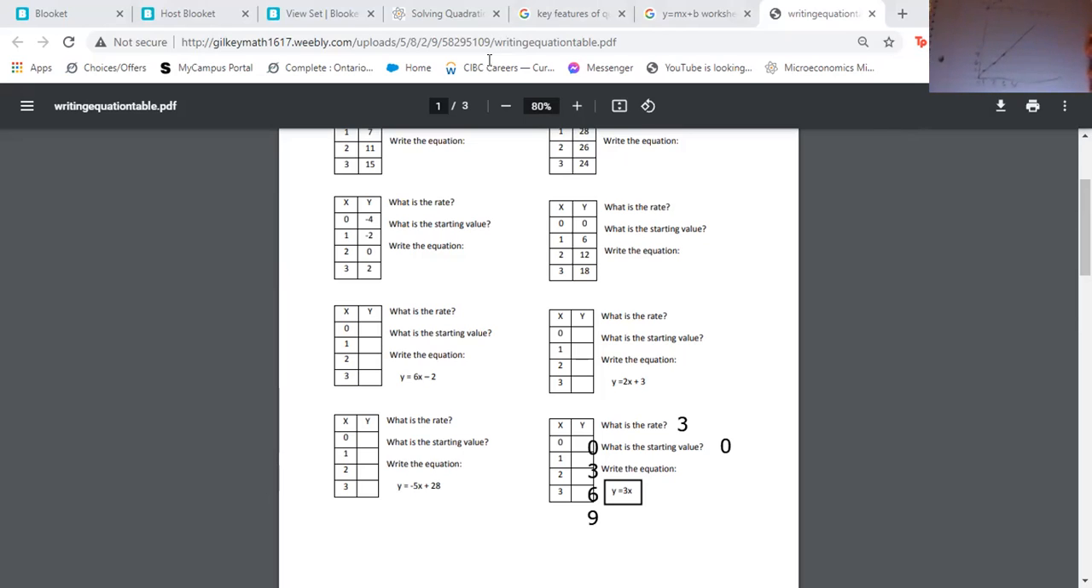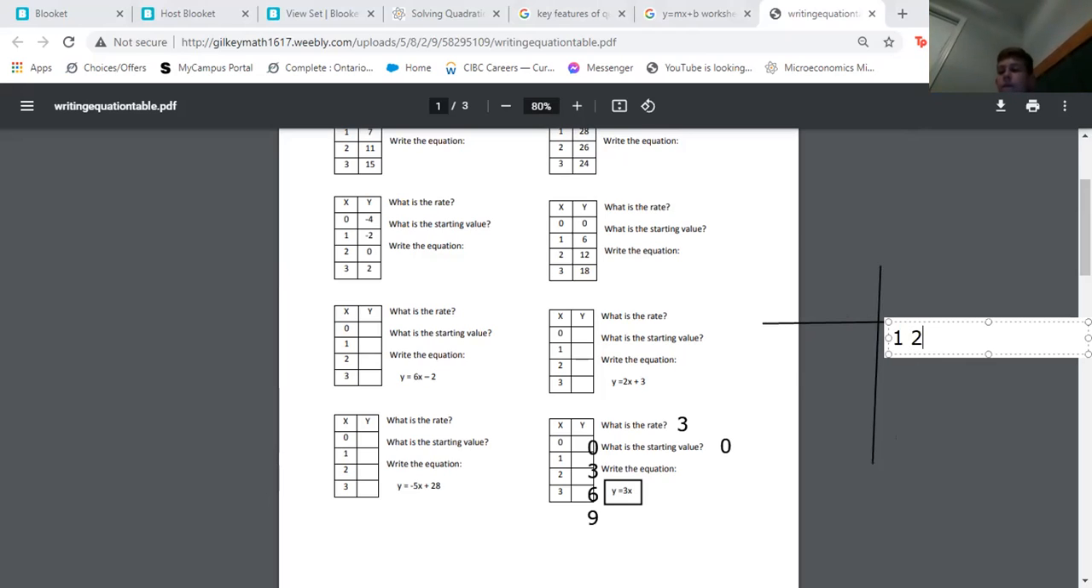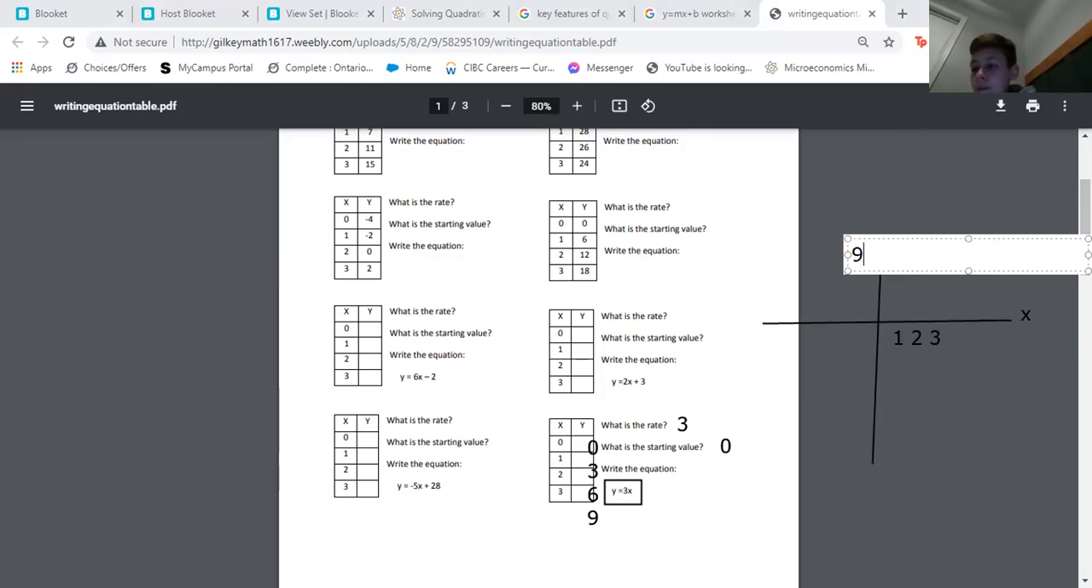So yeah, it looks pretty good from my perspective. 1, 2, 5, 9, 6, 3.